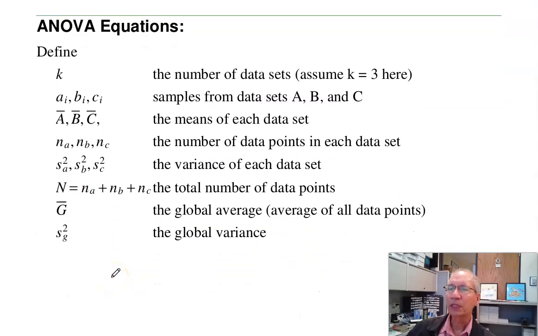Now, I'm going to do a couple definitions. K is the number of data sets, and here we're just assuming 3. Lowercase a are data from each data set. Capital A bar, B bar, C bar, is the average of each data set. NA, NB, NC is the number of data points. S is the variance of each data set. Capital N is the total number of data points. G bar is the global average. And SG is the global variance.